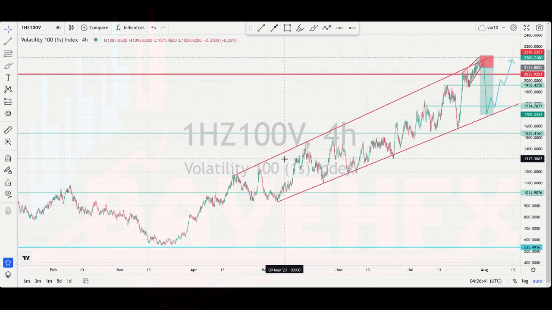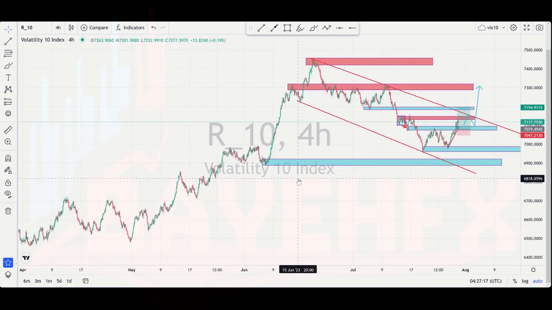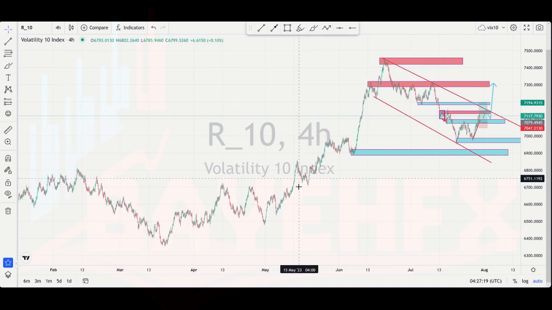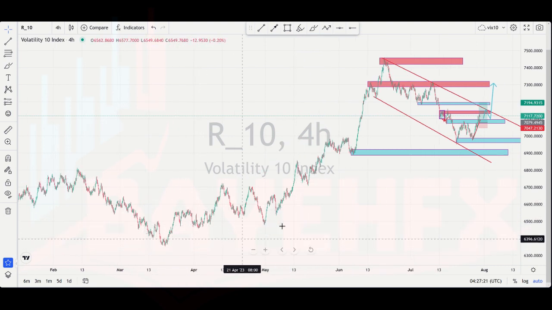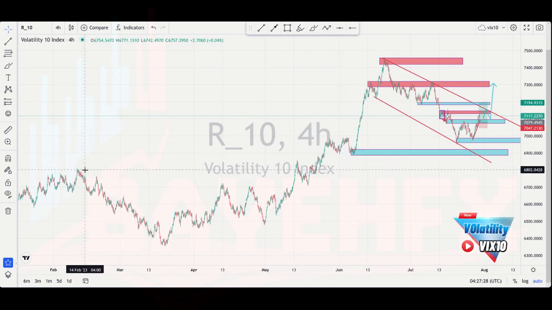So that's it for VIX100, and we're going to check the other pair. Okay, this is VIX10, and this is our analysis on VIX10. We got this bullish push to the upside, right? We got this bullish push to the upside, broke above this previous resistance zone here.